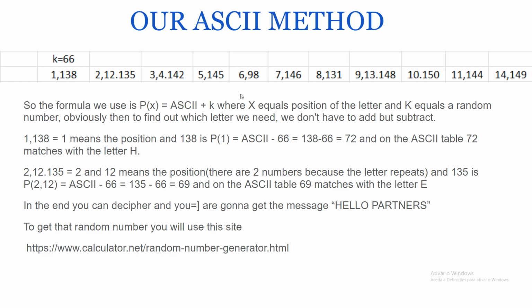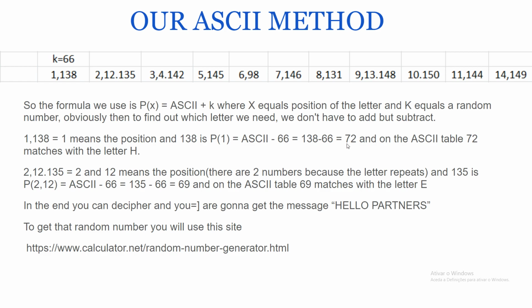So, our method. We generated a random number on this side right here. We grabbed the random number and the number that is right here. So 138, which is the number right here, we take off 66, and it will stand for 72, which will stand for a letter on the ASCII table.